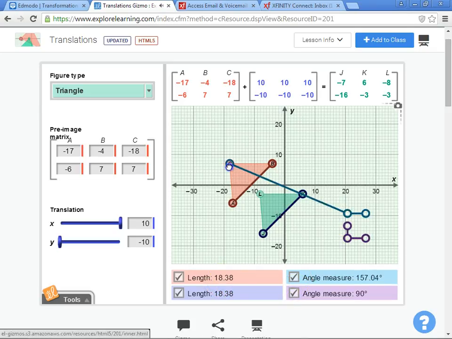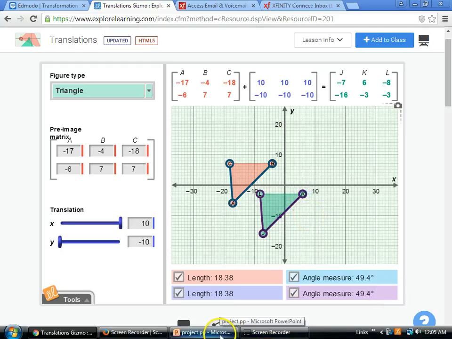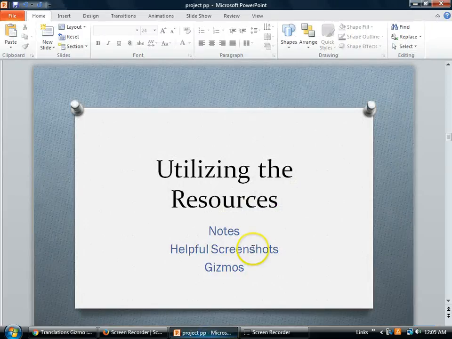We'll just take a look at it really quick. If I want to measure angle A or angle CAB, you can see the angle measure is 49.4 degrees. And if I measure angle J or angle LJK, I'm going to find out it's also 49.4 degrees. So a really cool tool to kind of help you understand translations thoroughly.